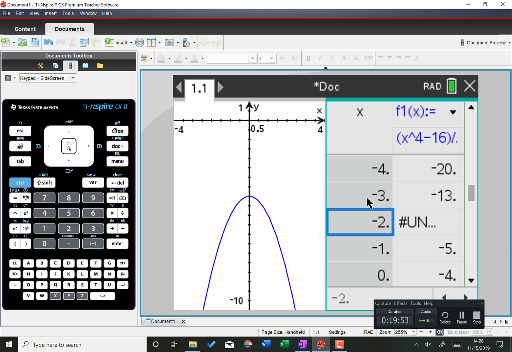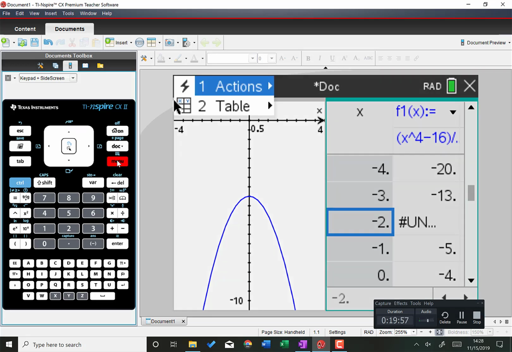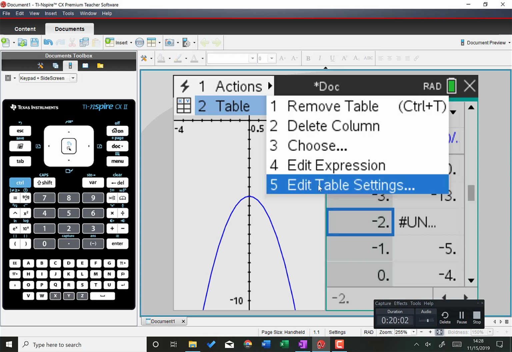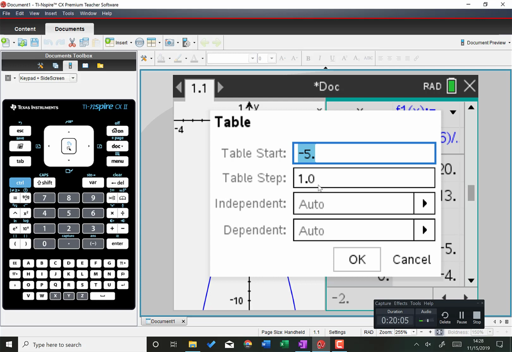You guys can thank Allison Caffrey for figuring this one out very quickly. She pressed menu and went to table and then went to Edit Table Settings. We found that within about 20 seconds. And changed the table step from 1.0. We're going to get really close. Let's do 0.01, which means that it's graphing every 1/100th.